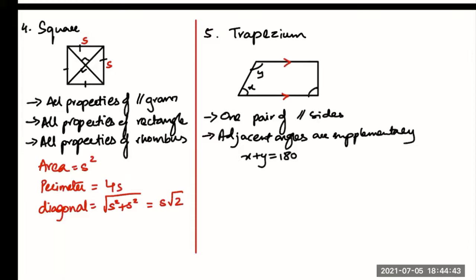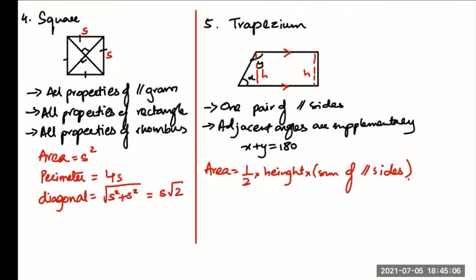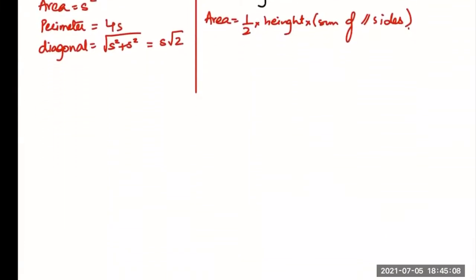Okay. What's the area? It's half into height. Height is the distance between the parallel sides. So this is height, I don't know if I've drawn this correctly, but this is height into sum of parallel sides. Sum of parallel sides. Okay, those are the shapes that you come across.